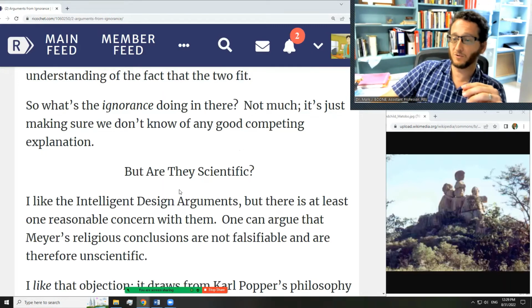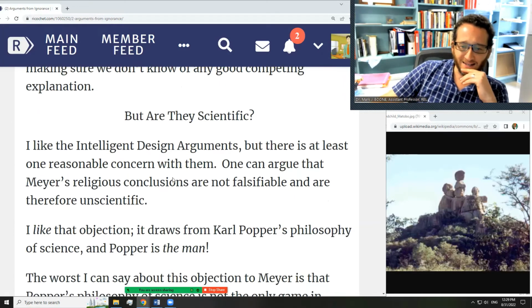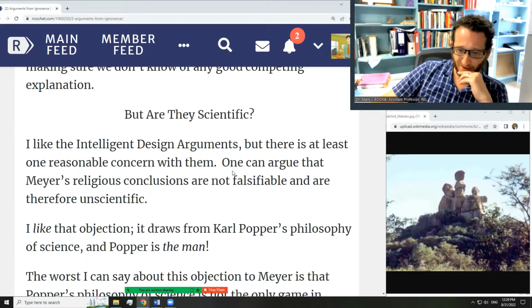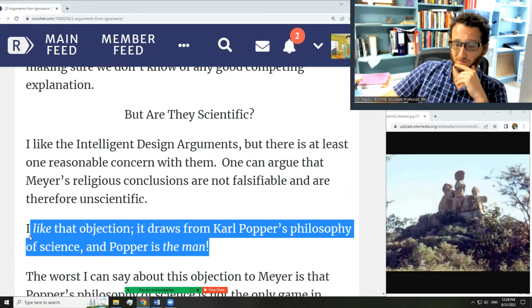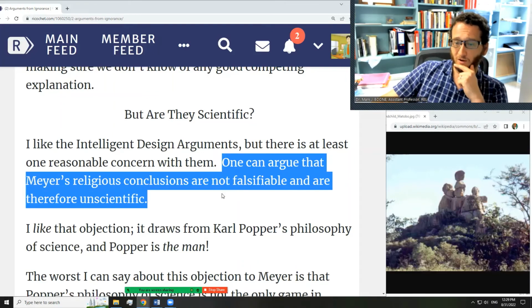But going on further, I like to always be going on. Don't quit searching for wisdom. These arguments, are they scientific arguments? You could argue that they're not falsifiable. They're therefore unscientific. Now, I like that objection. It draws from Karl Popper's philosophy of science, and Popper is awesome. And it is indeed hard to see how one could falsify that.